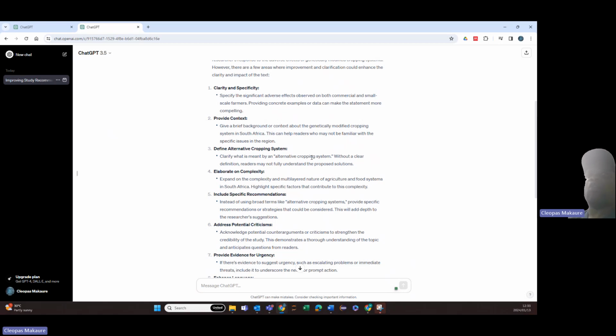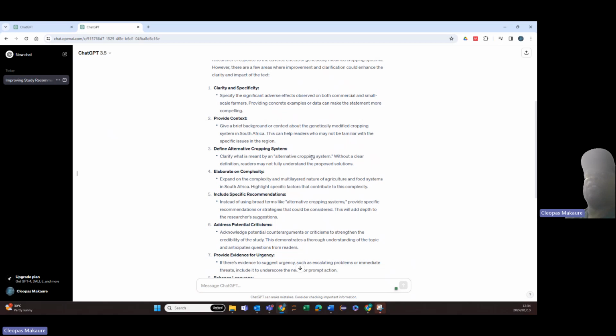Then provide context. There is no context here. Give a brief background and context about the GM cropping system in South Africa. This can help readers who may not be familiar with the specific issue in the region. So the context, I've already given this context, this is a thesis anyway. This is almost chapter 9. So you can actually believe that we have been talking about a lot of things from chapter 1 up to chapter 9. So there's no need for me to give that context. So I don't agree with that.